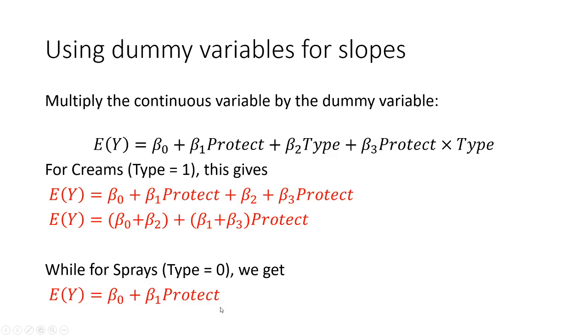Then in terms of running our tests, we can look at whether beta 3, the parameter estimate for the protect by type variable, is significant or not. If that's significantly different from 0, then we'll conclude that the cost per use increases differently for creams and for sprays. If this is not significantly different from 0, we'll conclude that the cost per use goes up the same for creams and for sprays.